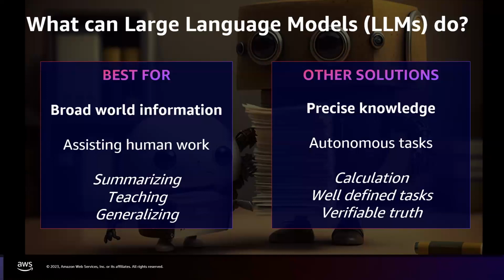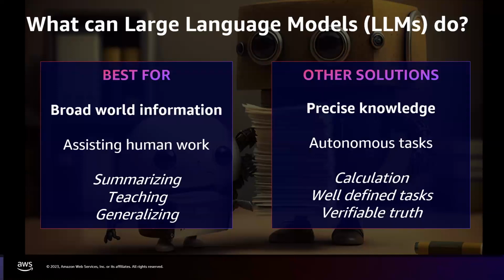So we talked about getting started, having a starting point, getting some broad world knowledge and assisting humans with work. That is really where large language models shine and where Gen AI is best used. If you are looking for a solution that can be used autonomously, where you can just set it off to do your work, especially if you're looking for calculations, one of the things we've learned is that large language models really aren't good at math.